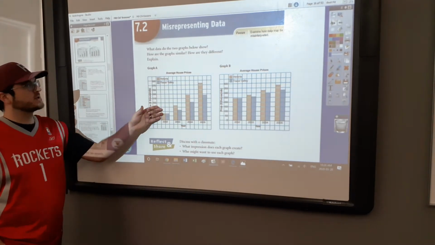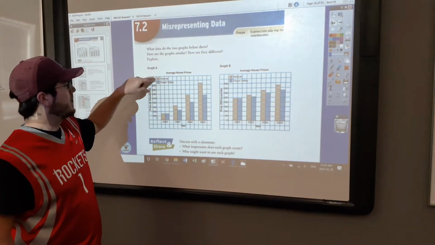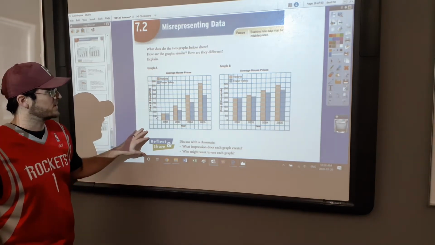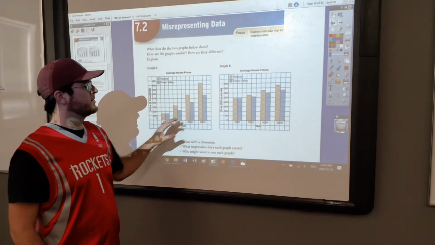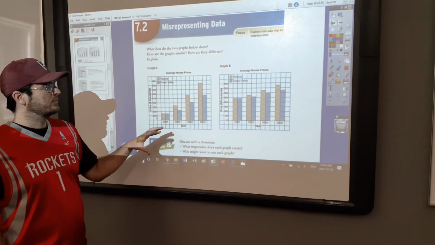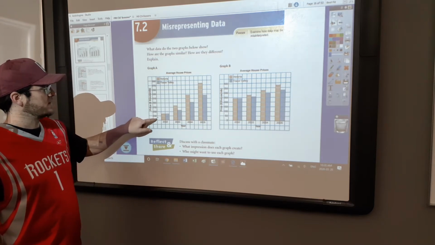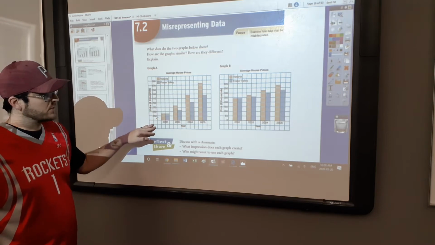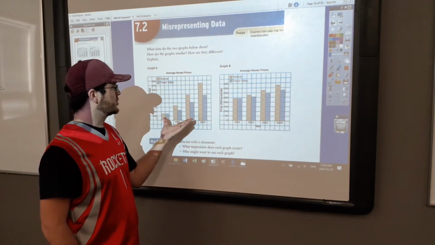So here we're just going to start off right away, graph A versus graph B. We're showing house prices in Victoria versus the Fraser Valley. So we can see house prices here. It's actually displaying the exact same information, but both graphs are going to give a certain impression. The only difference is that in this graph we have this squiggly line indicating we're skipping a bunch of values. And basically what that does is it changes the impression.